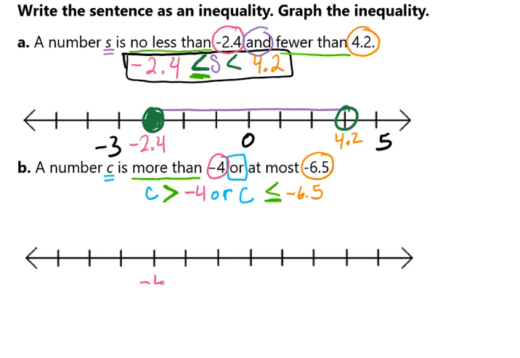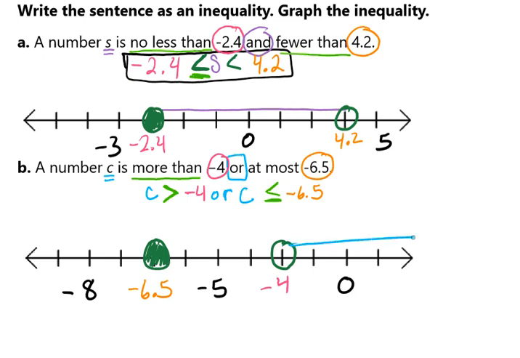So here we'll put our points. Negative 6.5 is smaller, so we'll put that first. We'll put our negative 4. And we know that a negative number between them is negative 5. And something bigger than negative 4 is 0. And something smaller than negative 6 is negative 8. So we're going to have an open circle at negative 4 and a closed circle at negative 6.5. And because it's an OR equation, that means our arrows will point away from each other.